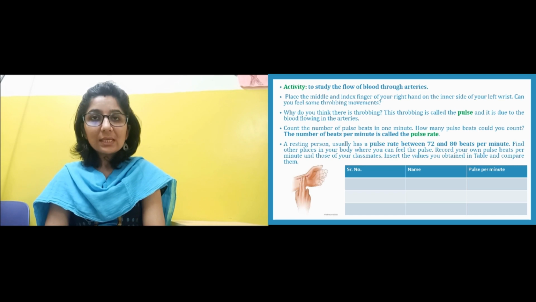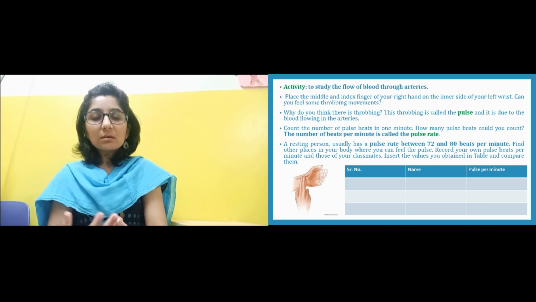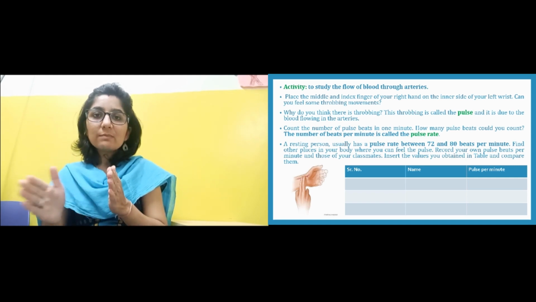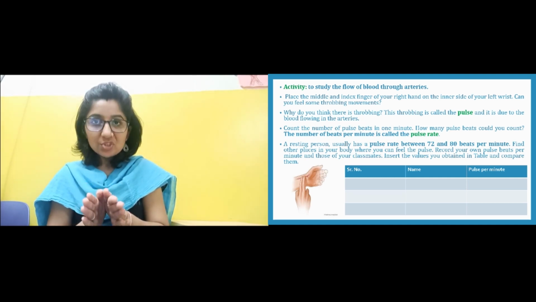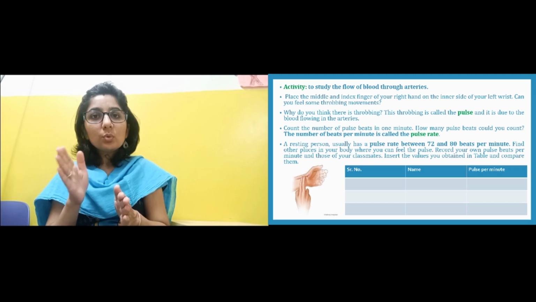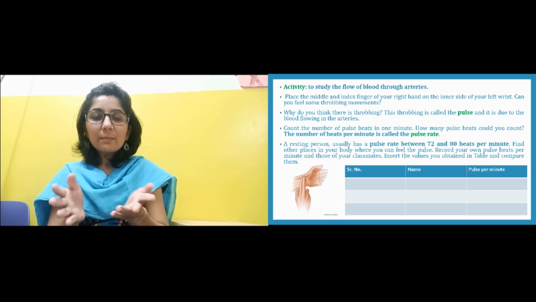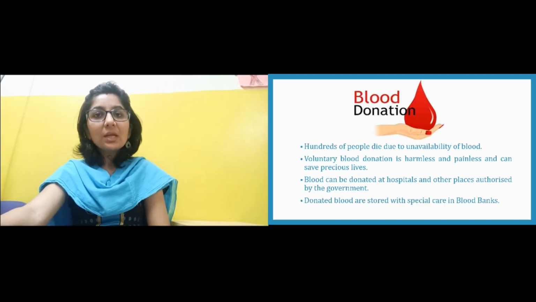What is that called? The pulse rate. A resting person's heart, or pulse, beats on average about 72 times, but 70 to 80 times per minute is the pulse rate. What is the pulse rate for a normal human being? In the resting position, it is 72 to 80 beats per minute. You can compare this with various persons. It will be between 72 to 80 counts per minute.